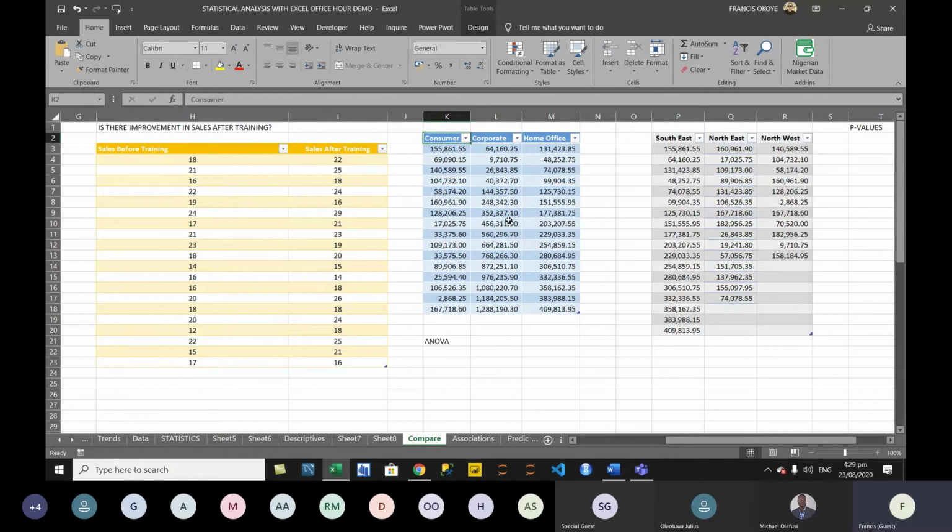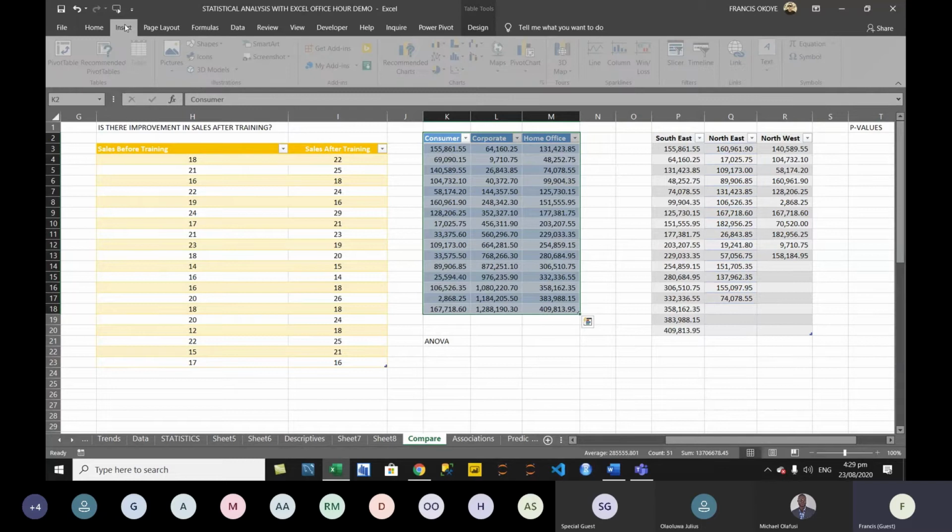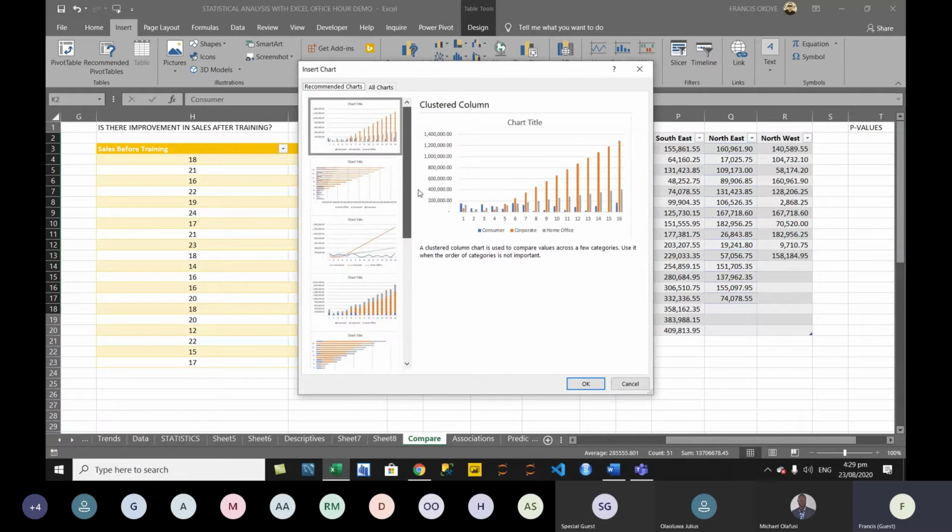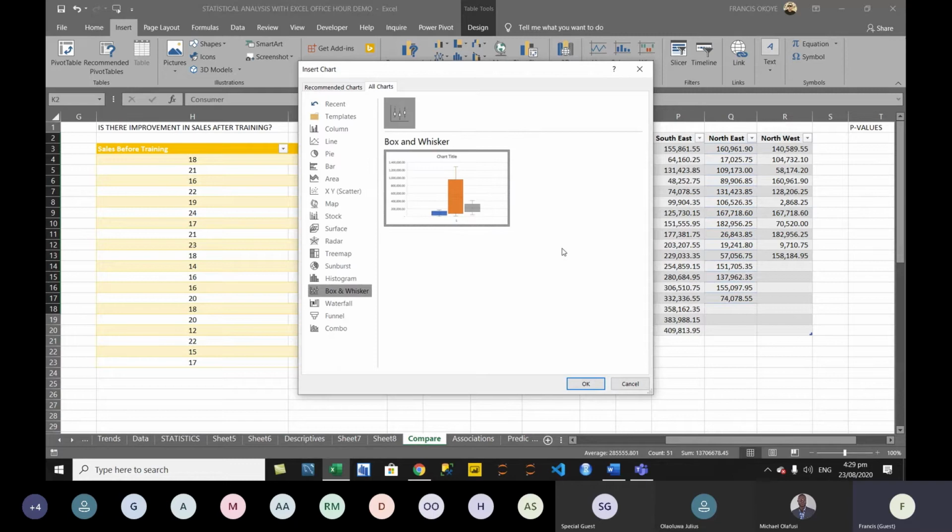But when you have a large data set, that difference may not be clear. So we may also want to put it in a chart. The kind of chart we'll do is what they refer to as a box plot. If I come to all charts, so we can now check. If I plot the chart, that's the chart there.